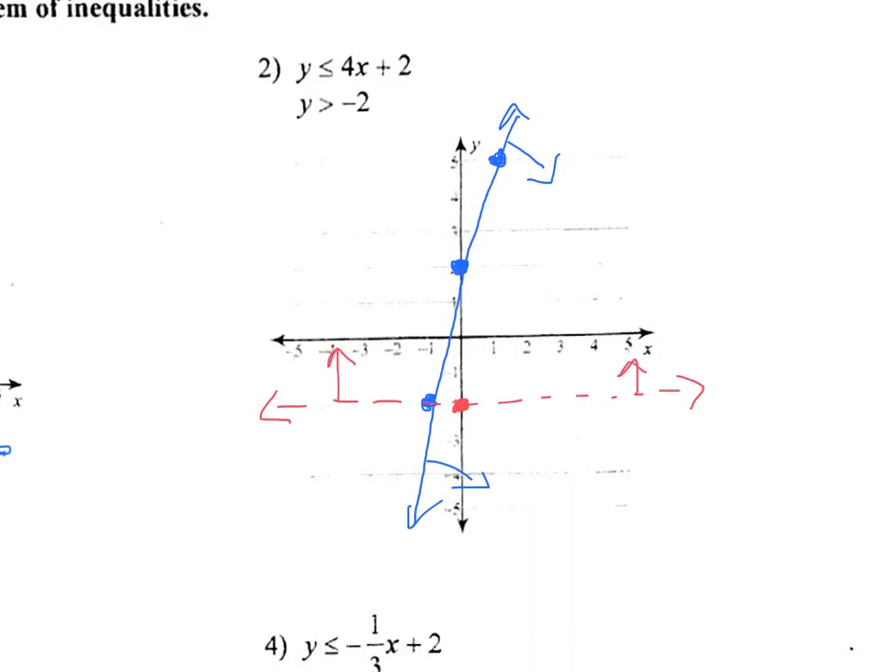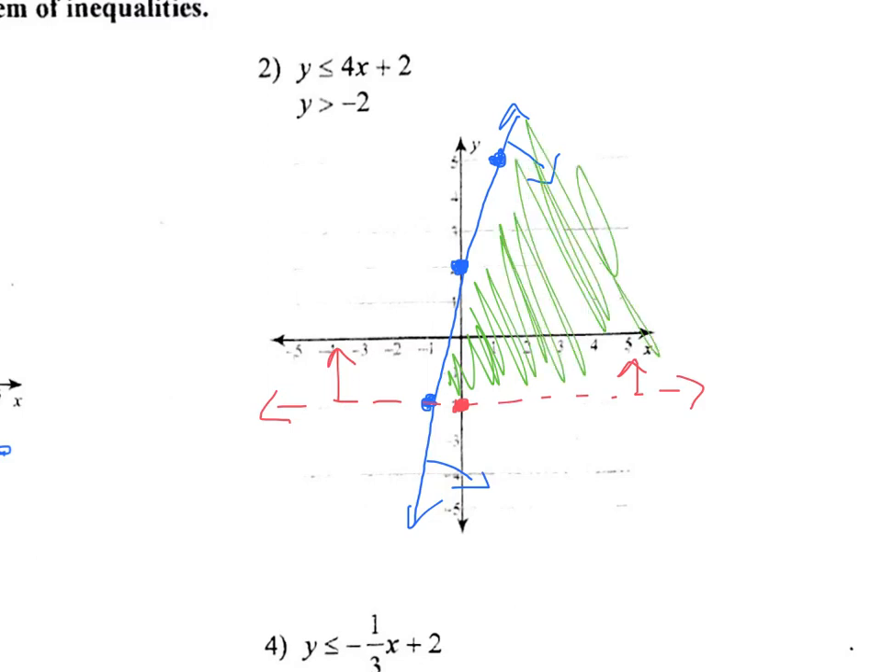And just like we did in the previous problem, you're going to shade to the arrows that point towards each other. These are away, away. These ones here point towards each other. Therefore, I'm going to shade everything in between these two lines. And that's it. That's your solution. That means the solution is anywhere in that area.